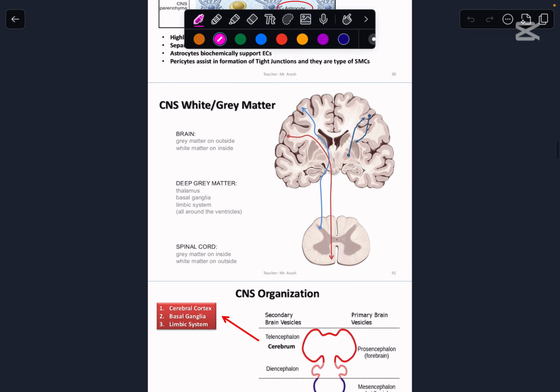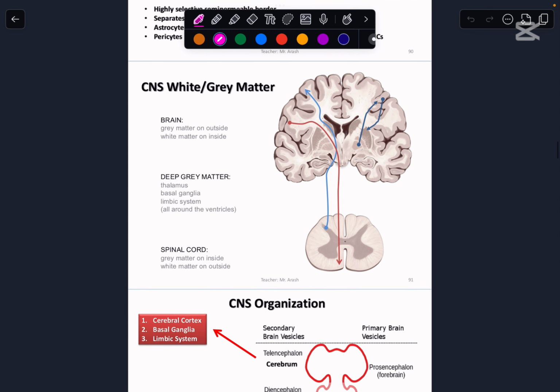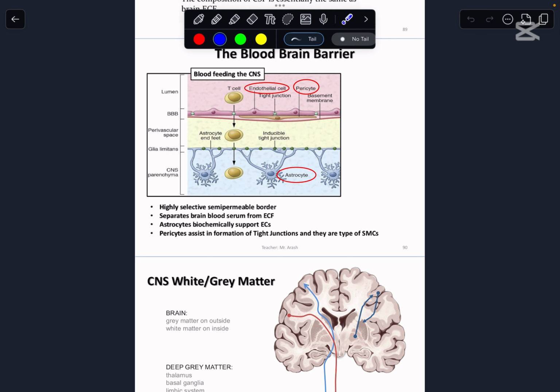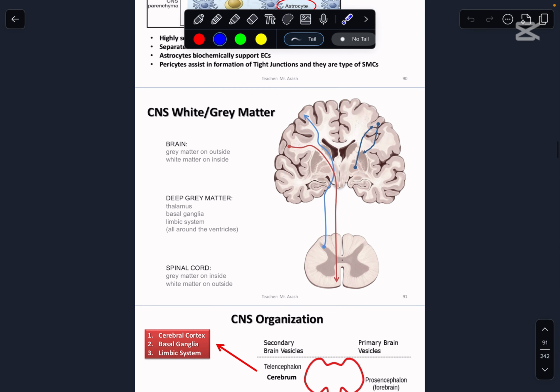Hello, everybody. So this is in continuation of our lesson on nervous system. So the last slide we discussed was the blood-brain barrier, and I told you guys that it's this buffer zone, this security zone that essentially ensures that nothing bad can come inside the central nervous system.